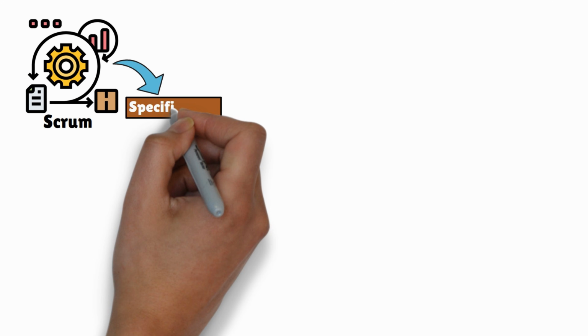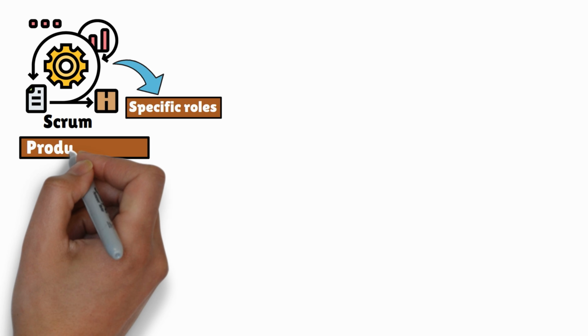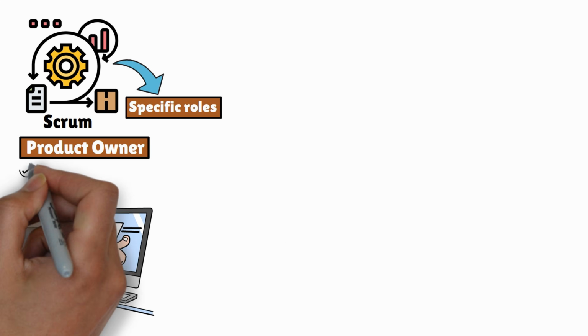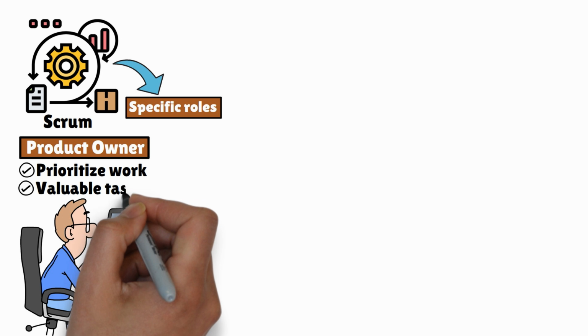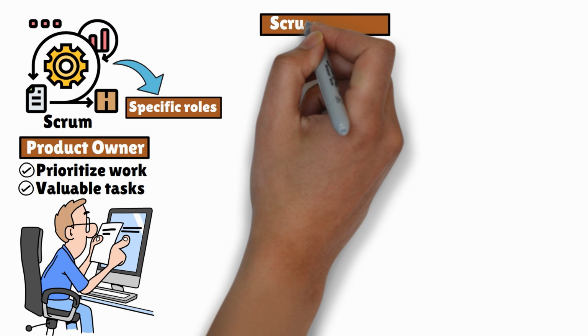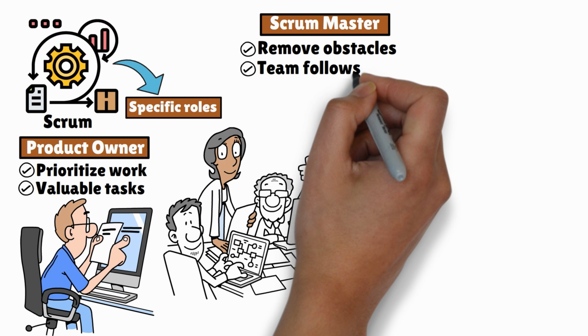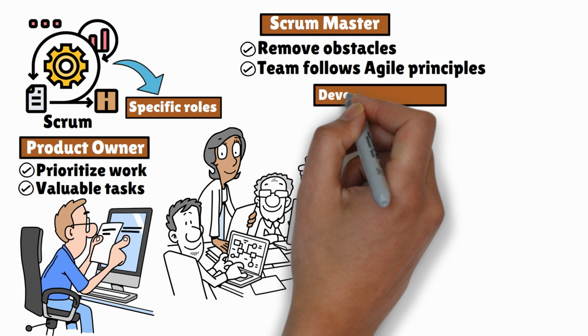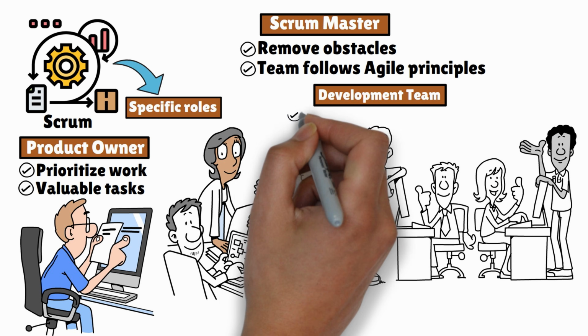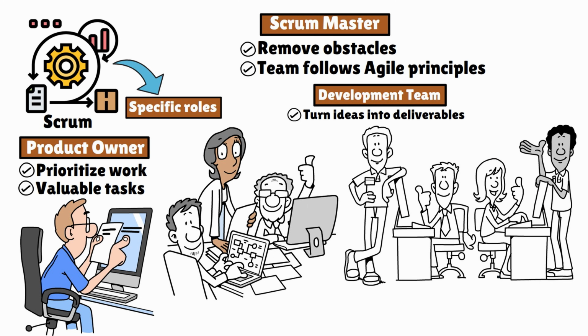Scrum also defines specific roles to keep everything running smoothly. The product owner prioritizes the work, ensuring the team focuses on the most valuable tasks. The Scrum Master acts as the facilitator, removing obstacles and making sure the team follows Agile principles. Finally, the development team handles the actual work, turning ideas into deliverables.